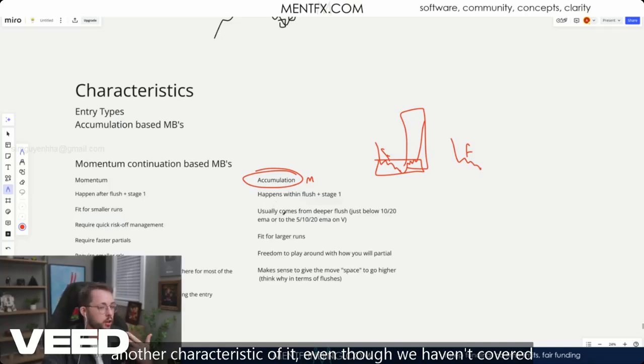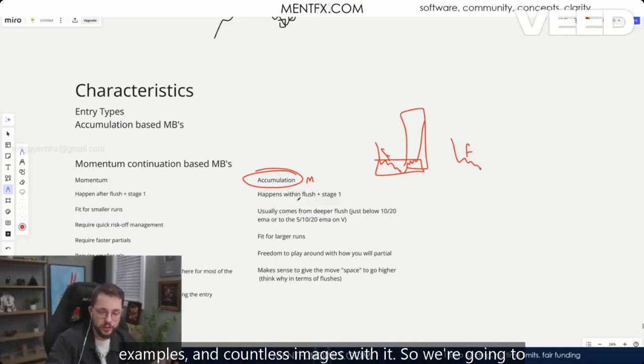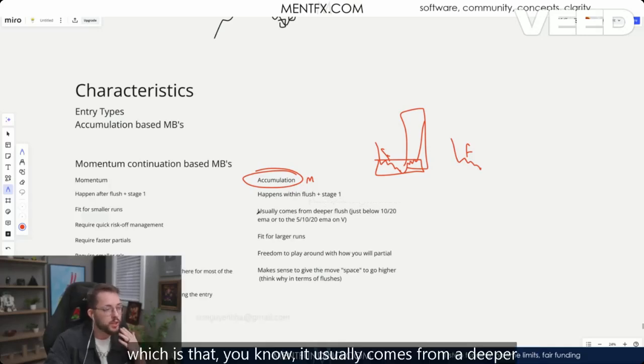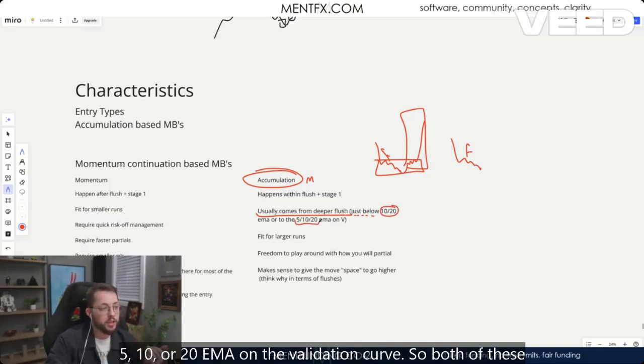Now, another characteristic of it, even though we haven't covered moving averages just yet, but we've seen countless examples and countless images with it. So we're going to mention it before we get into all the deeper MA-based stuff, which is that it usually comes from a deeper flush, coming down below the 10 or 20 EMA, or the 5, 10, or 20 EMA on the validation timeframe.